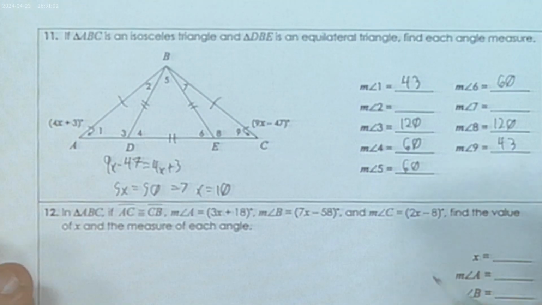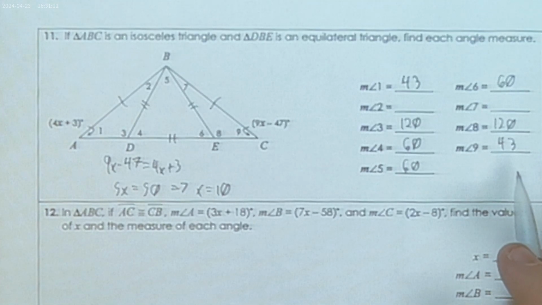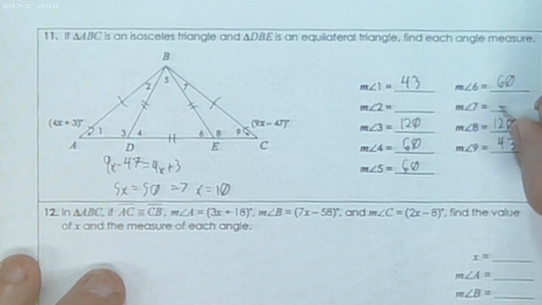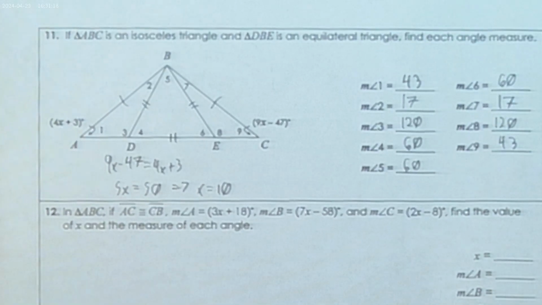All right, so let's see. 180 minus 120 minus 43. That gives me 17 for number 7, which also gives me 17 for number 2 because they are congruent parts of congruent triangles.